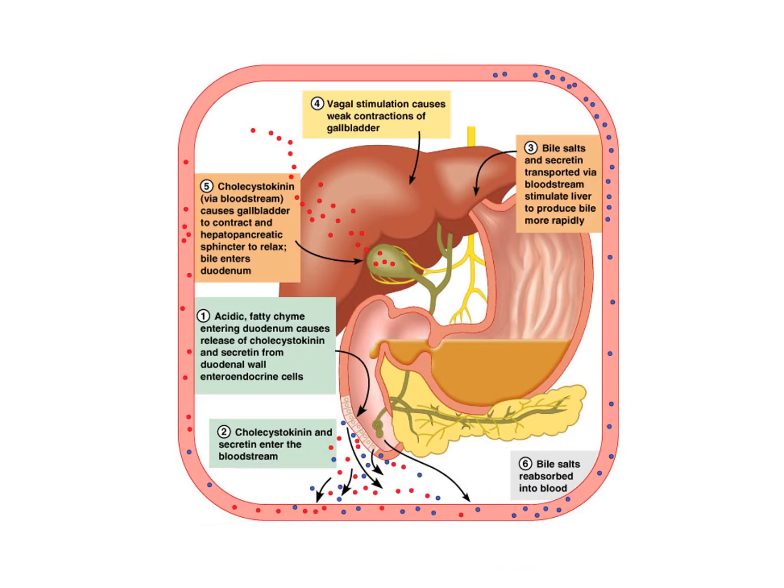Okay. Now, again, let's go through it. This is another diagram essentially showing most of the things that I said before. Acidic chyme containing fat enters the duodenum from the stomach, triggering release of cholecystokinin and secretin. That's released from the enteroendocrine cells in the glands in the wall of the intestine. The cholecystokinin and secretin go into the bloodstream and will have an effect on the liver and the gallbladder.